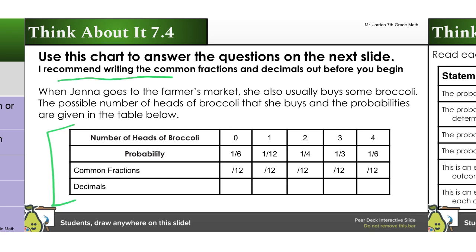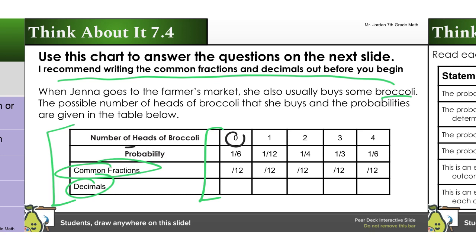I recommend writing common fractions and decimals out before you begin. So common fractions and decimals. You're using this information. When Jenna goes to the farmer's market, she usually buys some broccoli. The possible number of heads of broccoli that she buys and the probabilities are given in the table below.